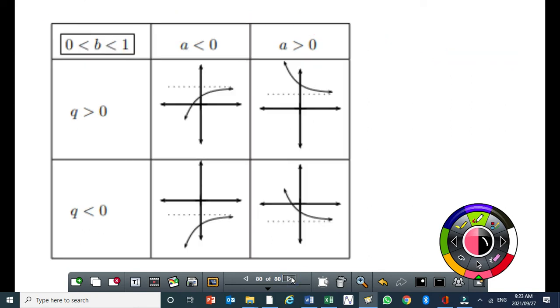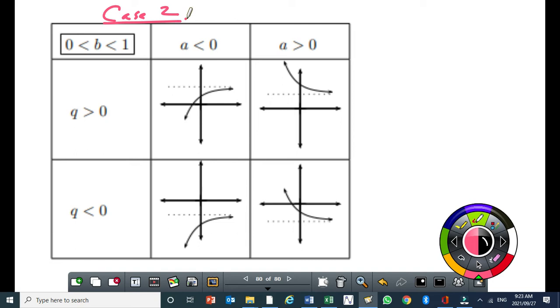Right, then case 2. Now this one is when the value of B is between 0 and 1. The value of B can never be negative. It's always a positive value. Okay? So this will be case 2, when the value of B is a fraction between 0 and 1.